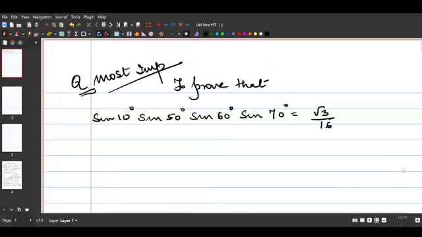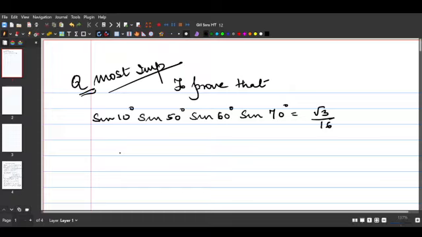Good morning, children. Today we are going to take one of the most important questions of Trigonometry, and such kind of questions are not given in your NCERT, so please take it very carefully. Normally, these questions are asked in your school examination.